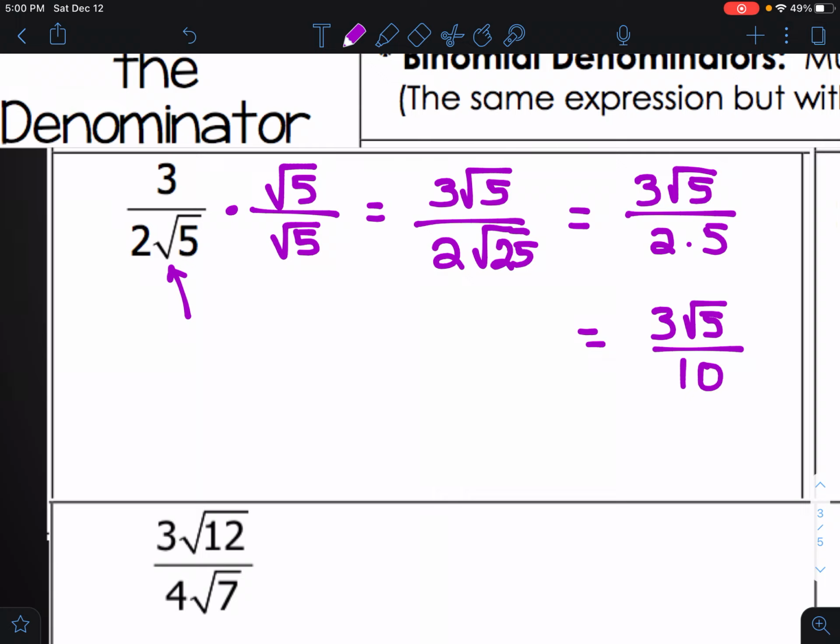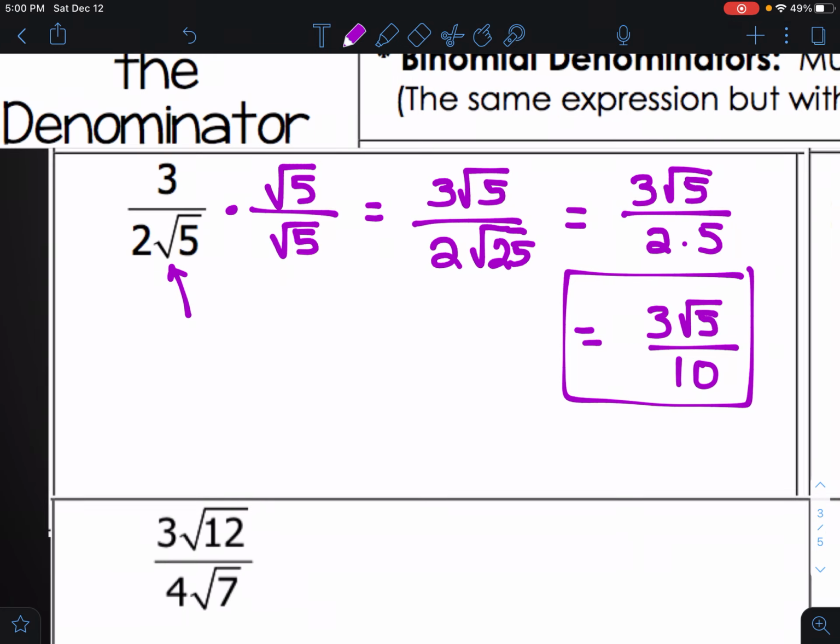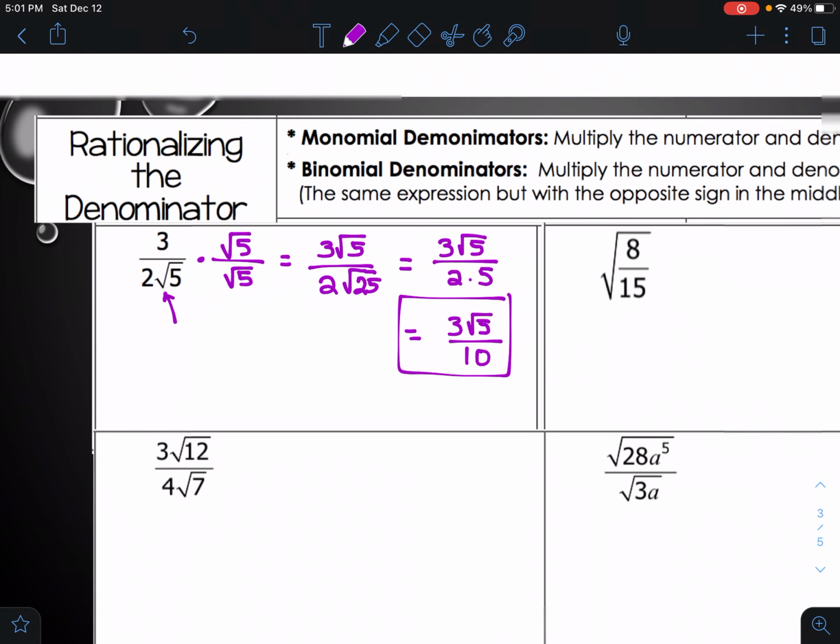Now, before I finish this off, I want to look at 3 and 10 and see if I can reduce those. Is that a fraction I can reduce? No. And I can't break apart that top anymore, so we're good. This is my answer. Now notice I don't have a radical in the denominator anymore. This is called rationalizing the denominator, and this is something that you'll see quite a bit. Okay, so there we go.